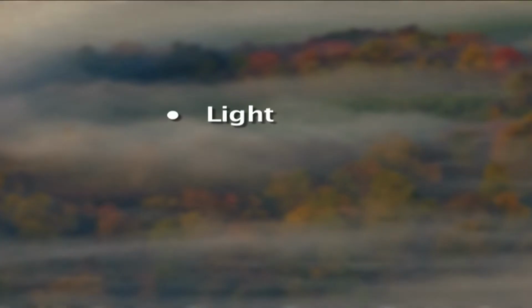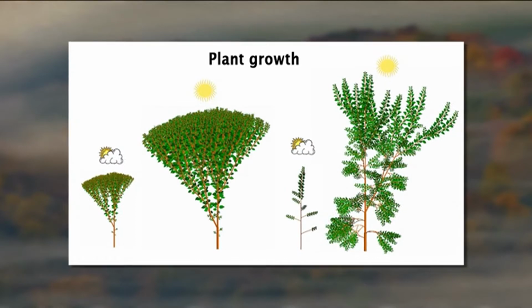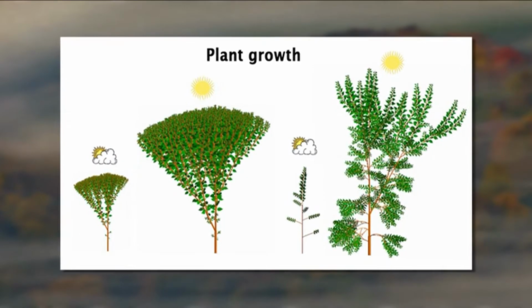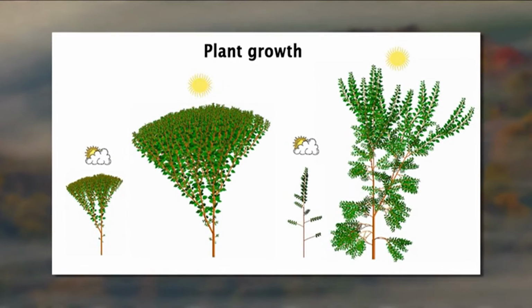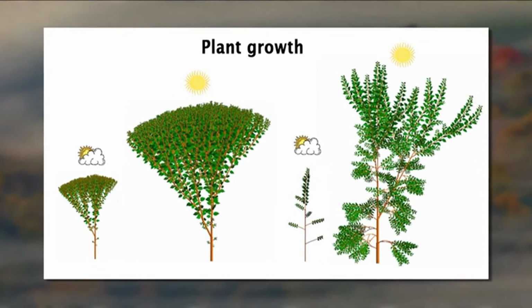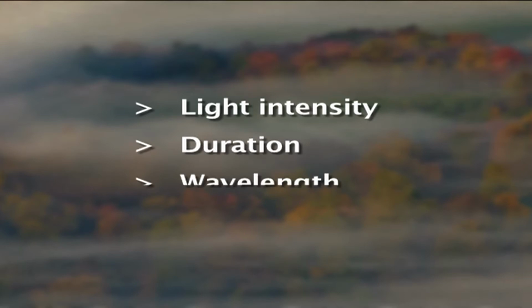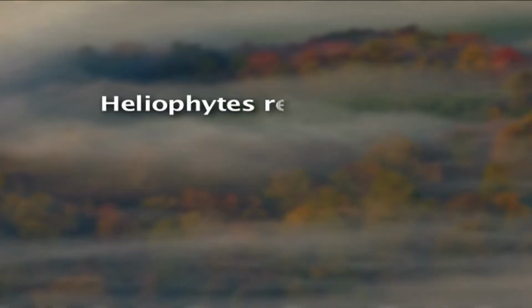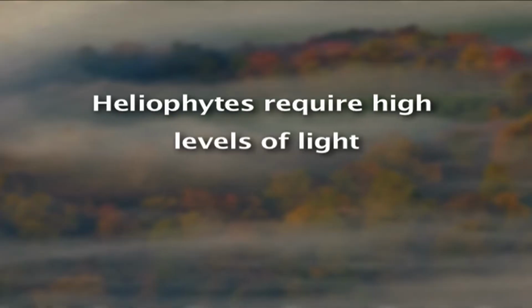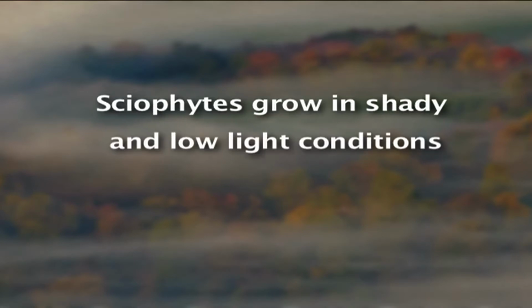Now, the second important climatic factor is light. Light is an important factor controlling the growth of plants as it determines the rate of photosynthesis reactions. Different plants have their characteristic light requirements in respect of light intensity, duration and wavelength. Some plants which are called heliophytes require high levels, whereas sciophytes can grow in shady, low light conditions.